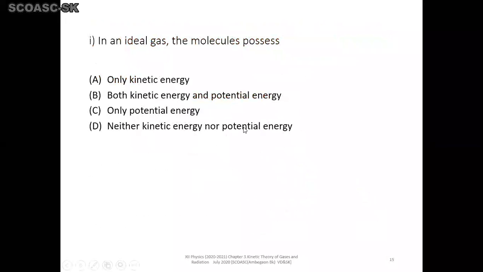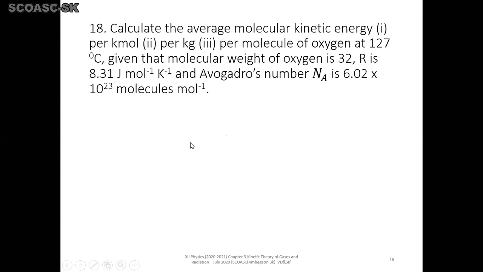Right. Okay. Now this is the objective that is there in your book. In an ideal gas, the molecules possess: only kinetic energy, both kinetic and potential, only potential, or neither kinetic nor potential. Just now we saw, right? I know the answer. Just now I said that potential energy doesn't exist. It is only the kinetic energy. I'm talking about an ideal gas. Let me move on to the next numerical.